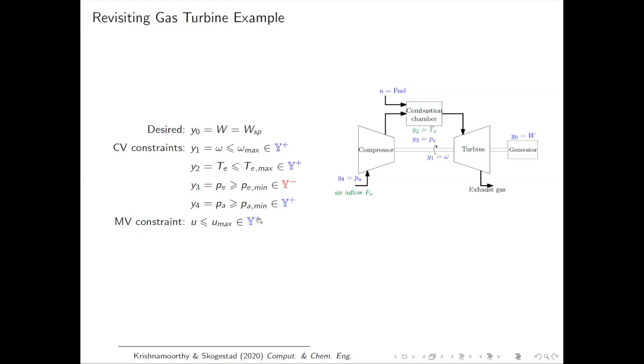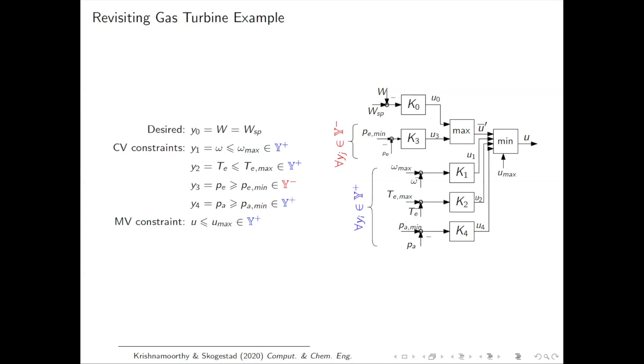Let us revisit the same gas turbine example and start by grouping the constraints into Y plus and Y minus. To do this, we don't need to know detailed process models, but we only need to know the sign of the steady state process gain from the input U to the different CV constraints. Then we can design individual single input, single output controllers and use a minimum selector block to switch between the controllers that are in Y plus and use a maximum selector block to switch between the controllers in Y minus.